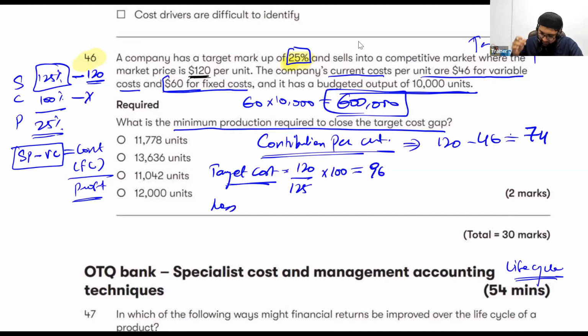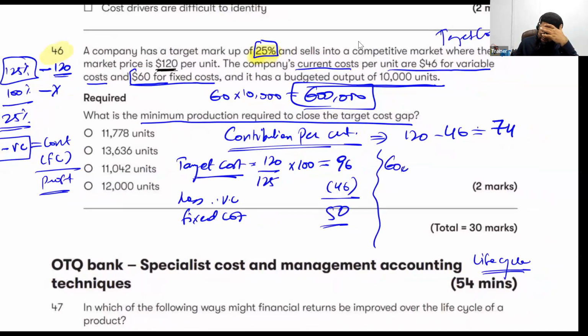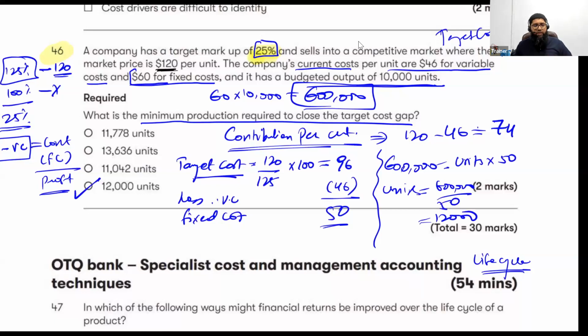Less variable cost, which is 46, so the fixed cost that we can have is basically 50. In order to establish the number of units, 600,000 is the total fixed cost, and this total fixed cost is units multiplied by 50. So units is going to be 600,000 divided by 50, which gives you 12,000 units. So your correct answer should be 12,000 units. I repeat, your correct answer should be 12,000 units.